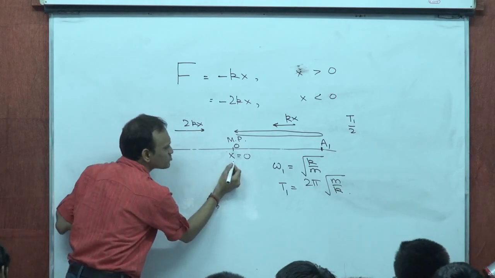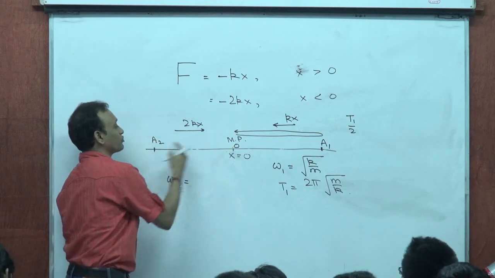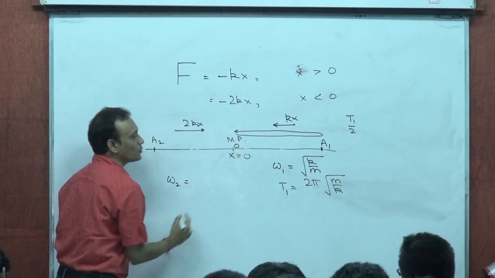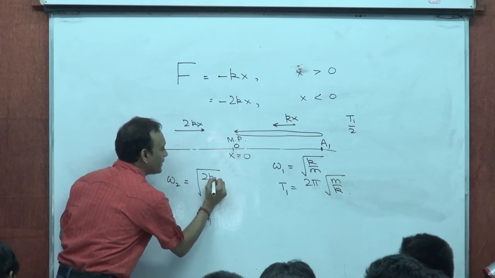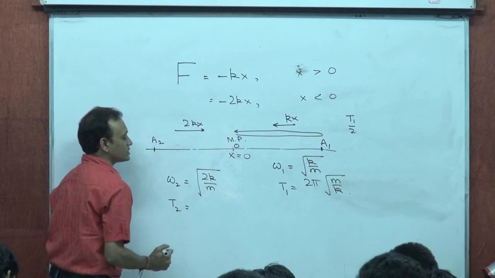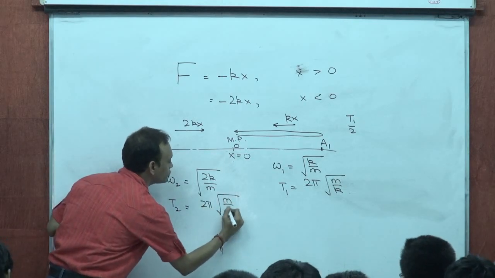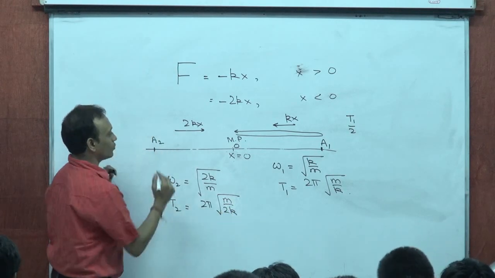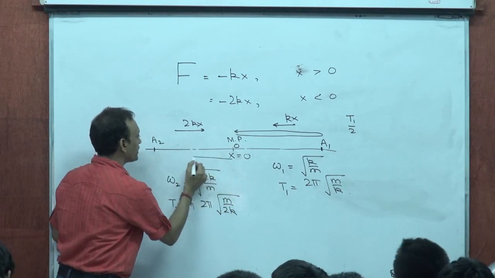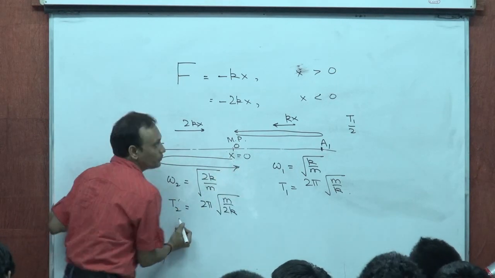When its leftmost extreme is A2, then the omega 2 for this motion from O to A2 is going to be root 2k by m. The time period for this part of the journey is going to be 2 pi by omega 2, 2 pi root m by 2k. Now, the time it takes to go from A2 and then come back to O is going to be T2 by 2.